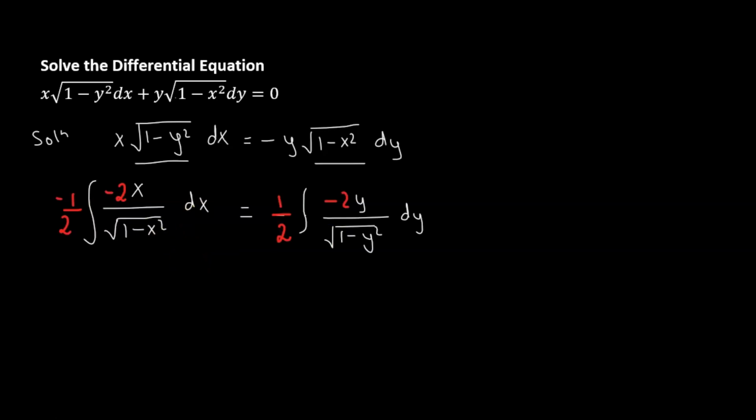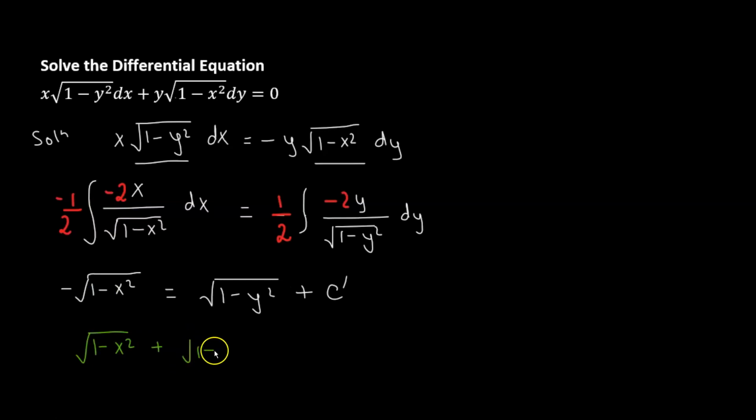And our final result should be negative square root of 1 minus x squared equals square root of 1 minus y squared. Let's say this is the constant of integration c prime, or finally we should get square root of 1 minus x squared plus square root of 1 minus y squared equals c, and this is the required solution to the given differential equation. Let's move on to the next problem.